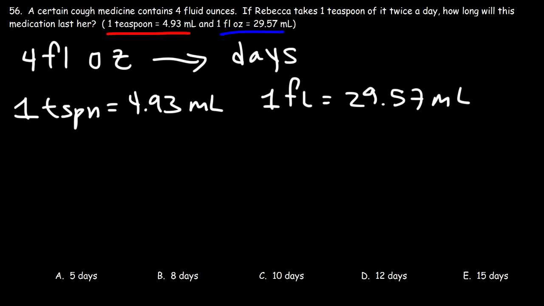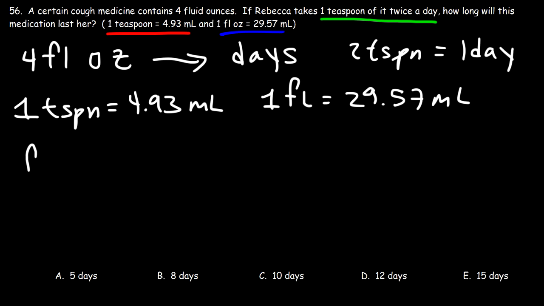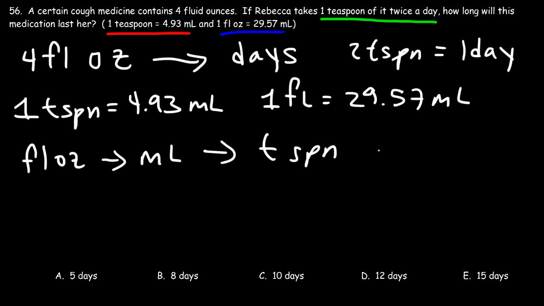We're also told that Rebecca is going to take 1 teaspoon twice a day, which means in one day she takes a total of 2 teaspoons. So we can say 2 teaspoons correlates to 1 day. So now, starting with fluid ounces, we're going to convert that to milliliters. Now, once we have the unit in milliliters, we're going to convert it to teaspoons. And then once we have the unit in teaspoons, we will convert it to days.